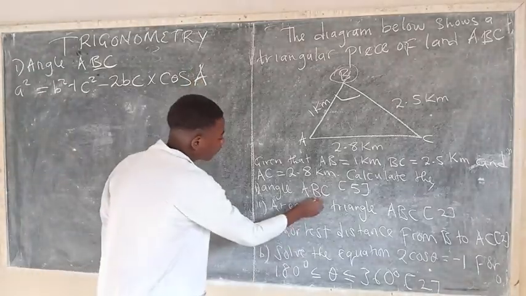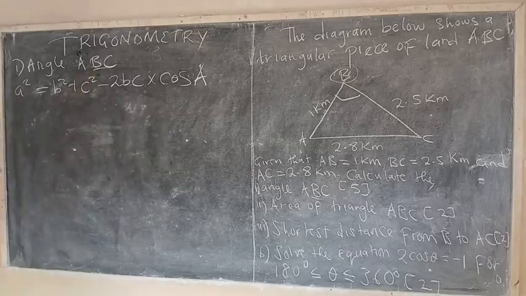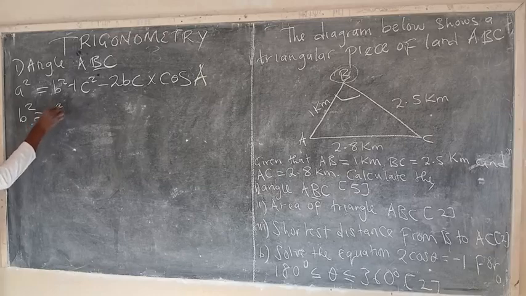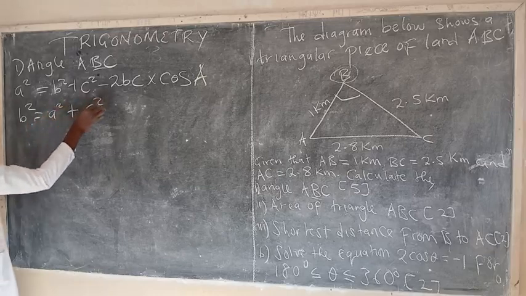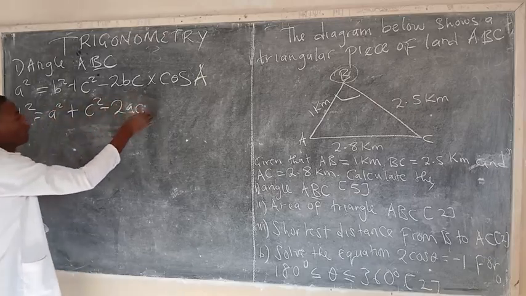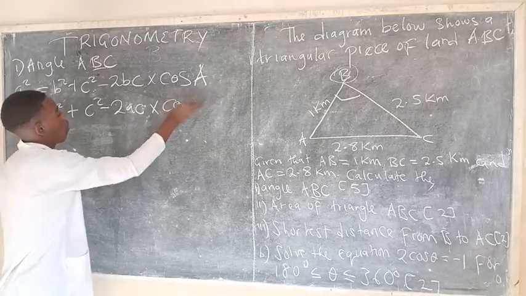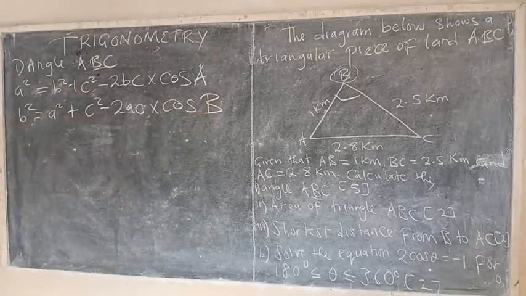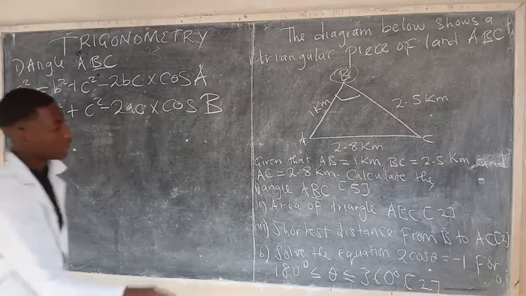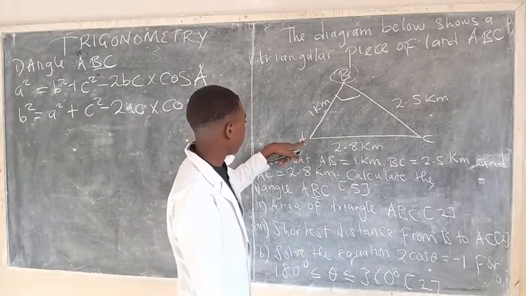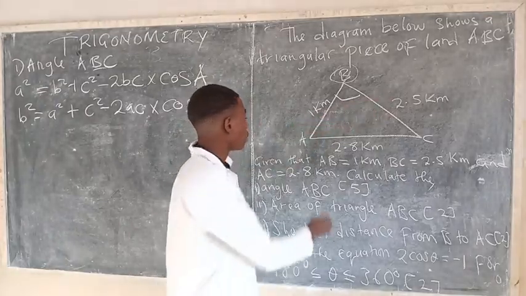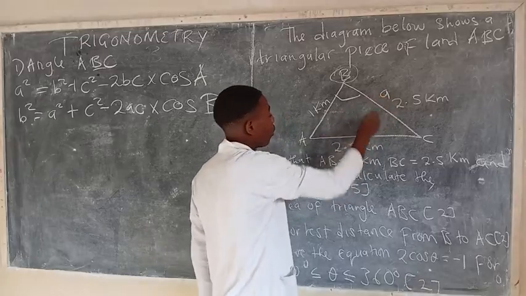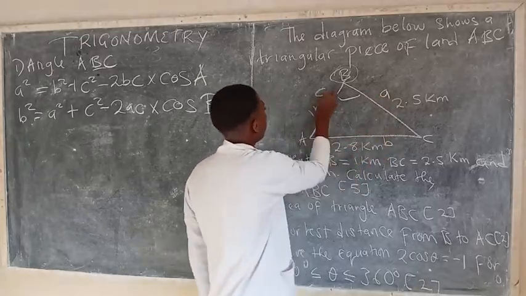Now, provided that they want the angle that is at B, we can change the formula but maintain the same proportions. So we can say b squared should be equal to a squared plus c squared minus 2ac by the cos of the angle B. That is the formula that we are going to use. The big letters, when you find the opposite of them, are your small letters. So here we will have a, here we will have b, then there we will have our c.